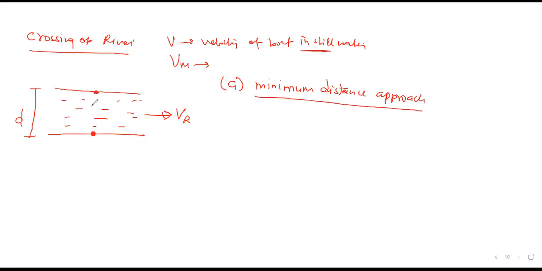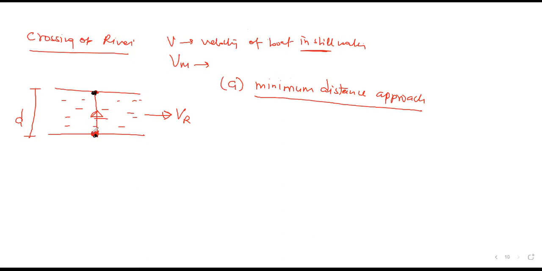You want to just go opposite here. You want to just reach there at that point. That's called your minimum distance, just D, you want to cross. Correct? You want to just cross the river such that you cover the minimum distance. Okay. You want to reach just here.